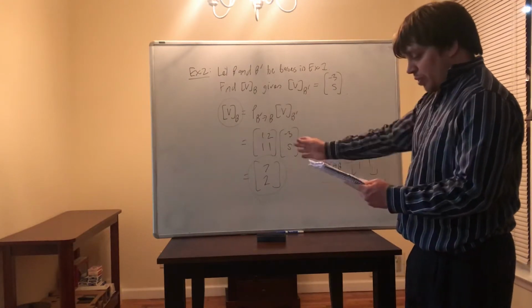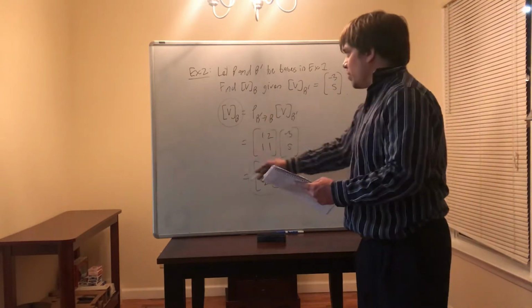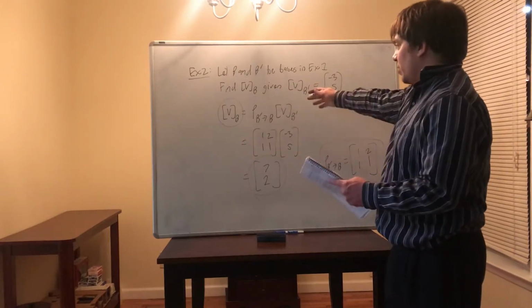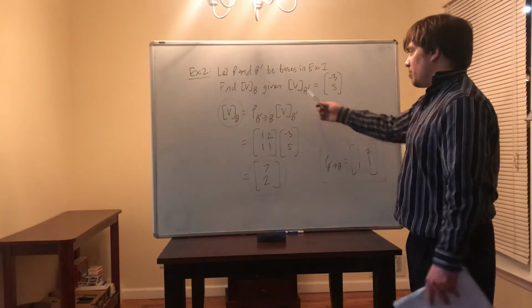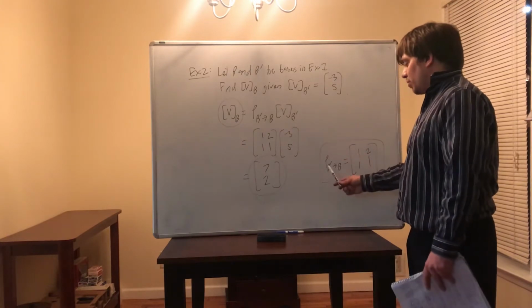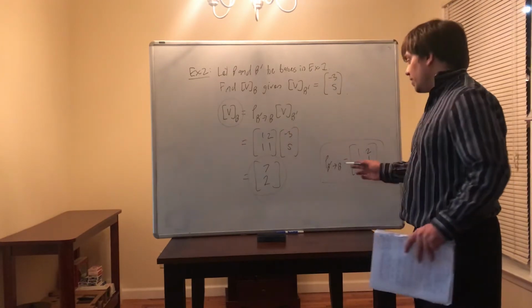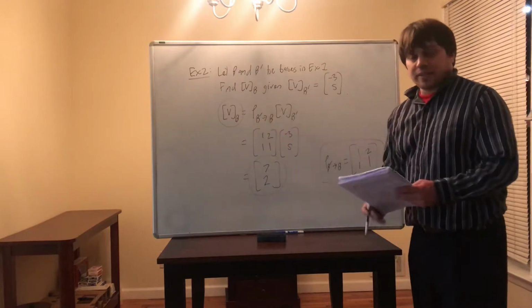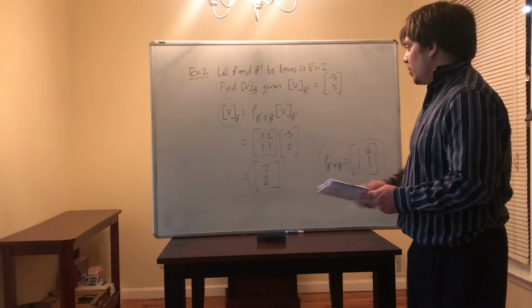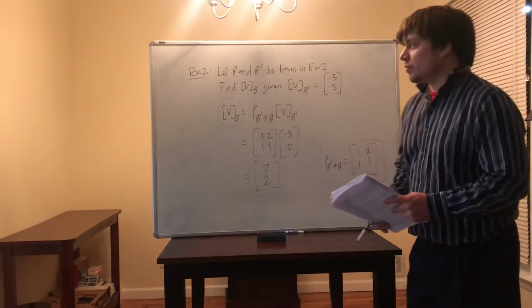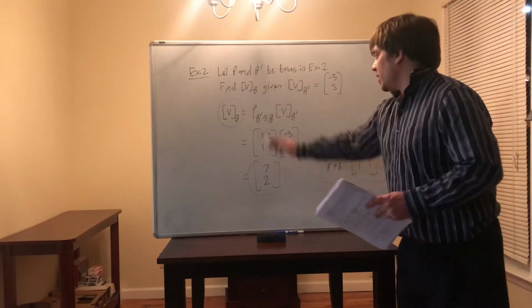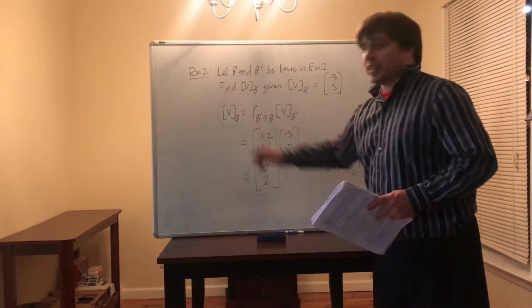And so in example 2, we find the coordinates of V relative to the basis B, given the coordinates of V relative to the old basis B prime and the transition matrix from B prime to B. So given this and this, we find that, using this equation. This here, this there, you plug it in, multiply, and you get that.